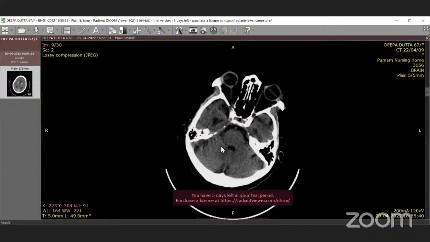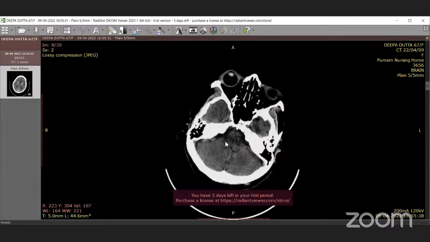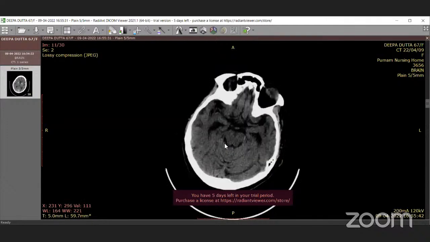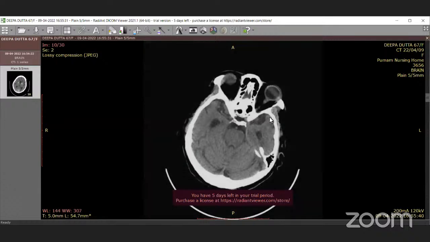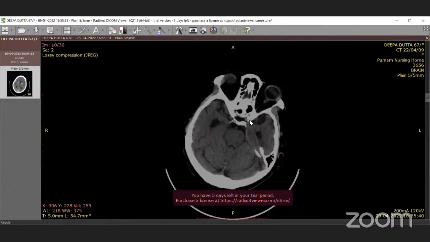So last two structures, please. One is the sella and the parahippocampal gyrus, if it is feasible to see. Yeah, definitely. So this is the dorsum sellae. And this is the anterior clinoid process.